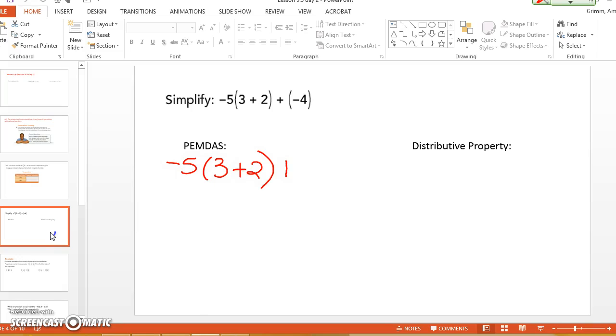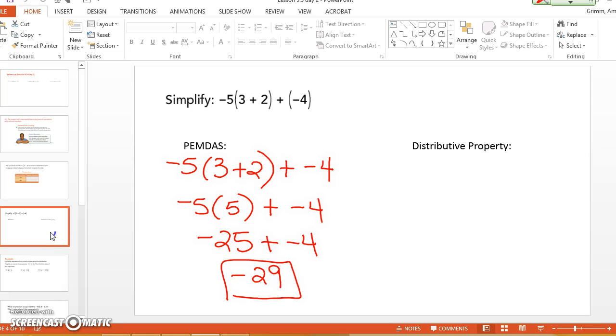What would I do first if I was doing just straight order of operations? The parentheses, right? Okay, so 3 plus 2, 5. Very easy to start off here. All right, now what would I do? Yeah, multiply these two together, so what's negative 5 times 5? Negative 25, good, plus negative 4. How much was that? You just add them together, good. So negative 29, okay? So that is one way to solve these.